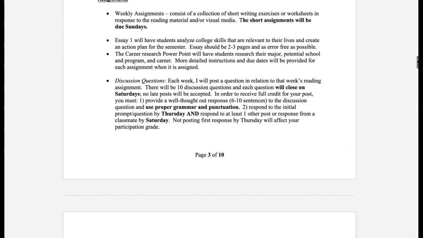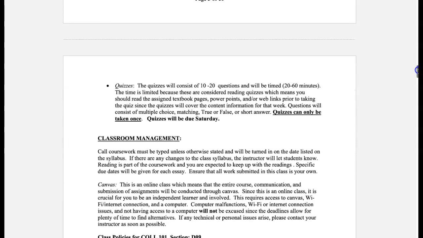If you have any questions about the grading for the discussion questions, I do have a rubric attached. But of course, you're always welcome to ask me any questions you might have. And we also have quizzes. The quizzes are always due on Saturdays. So make sure that you remember, discussion posts are due Thursdays and Saturdays. Quizzes are due on Saturdays. Writing exercises and writing assignments are due on Sunday.